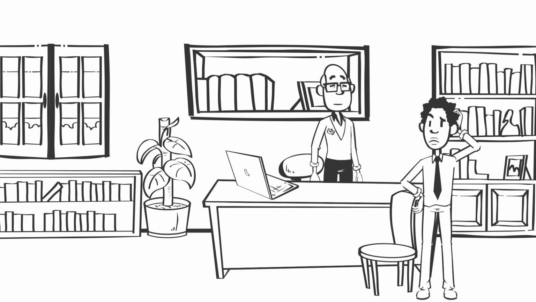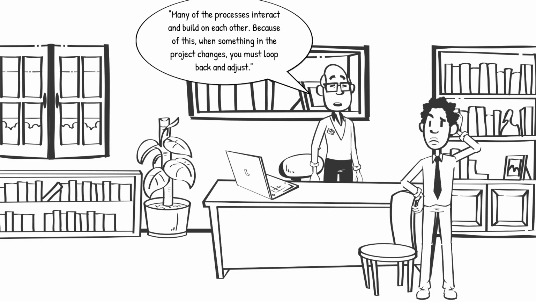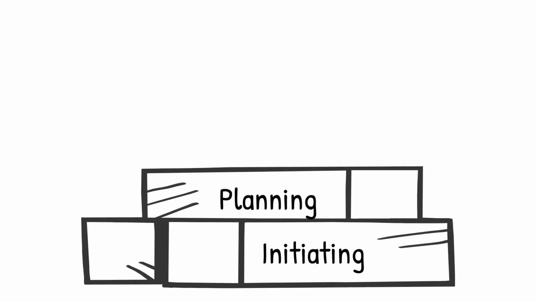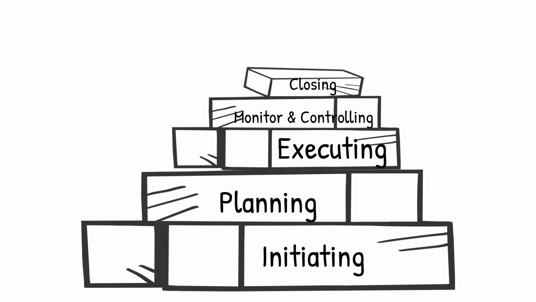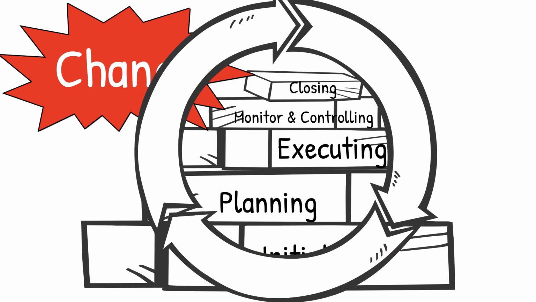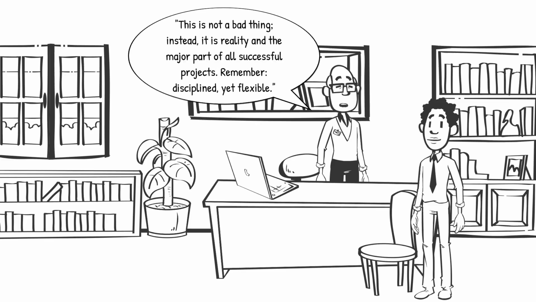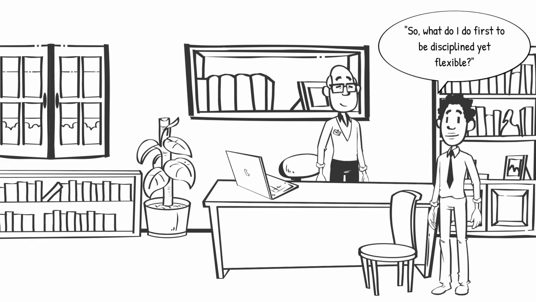Lloyd could see that the complexity of this realization had not yet crystallized in John's mind. He continued explaining in an effort to help. Many of the processes interact and build on each other. Because of this, when something in the project changes, you must loop back and adjust. This is not a bad thing. Instead, it is reality and the major part of all successful projects. Remember, disciplined yet flexible. So what do I do first to be disciplined yet flexible?